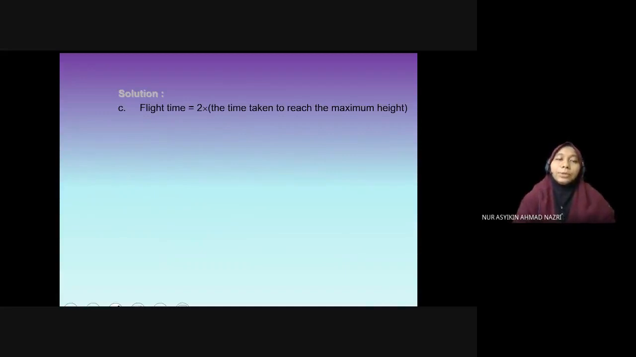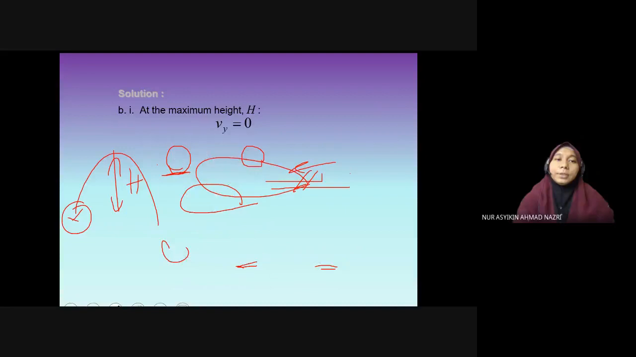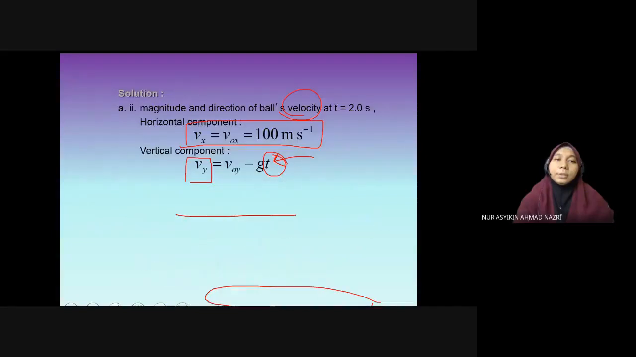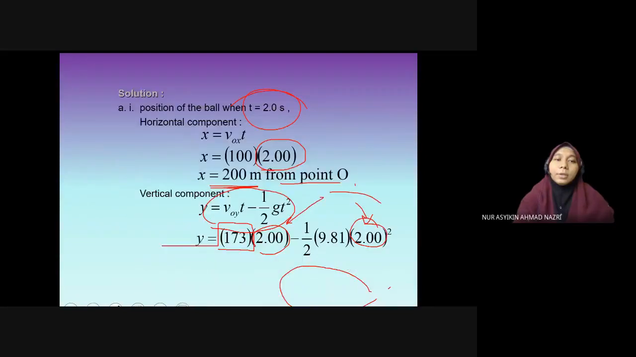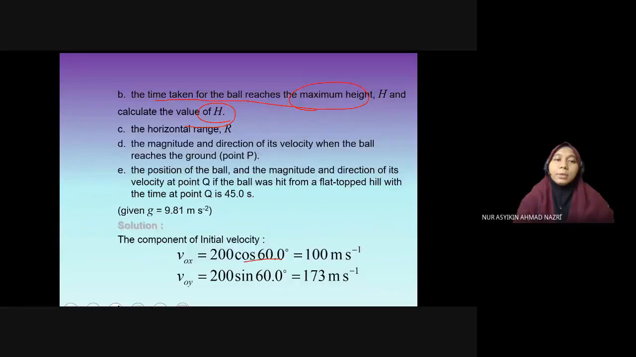And then the question asks you to find ini jauh sangat ni. The horizontal range. The horizontal range is yang ni lah. Okay, again horizontal yang ni. Okay, jom kita cari.